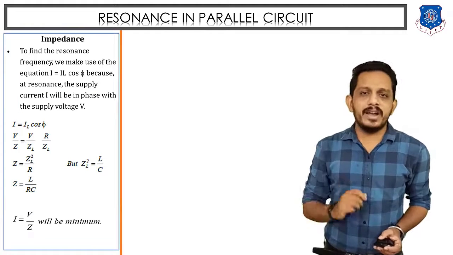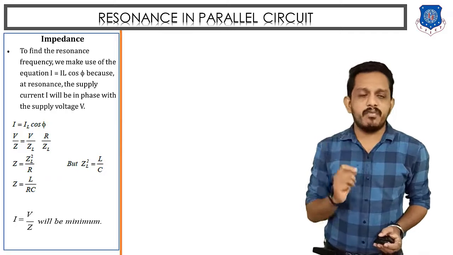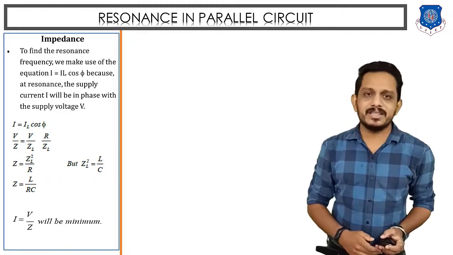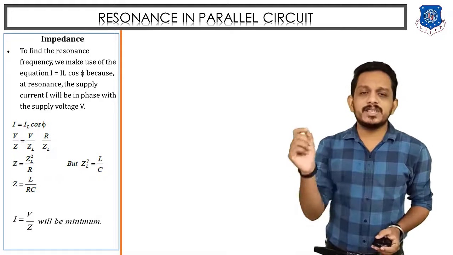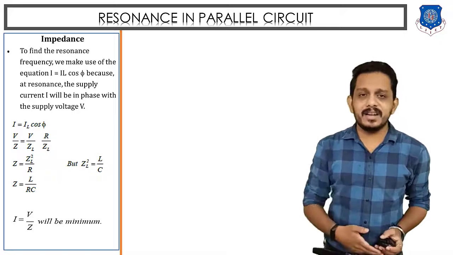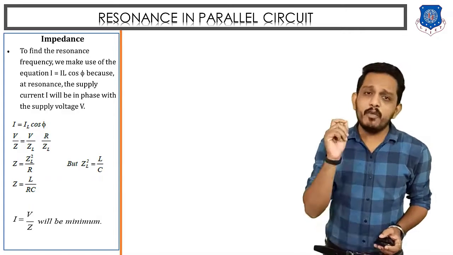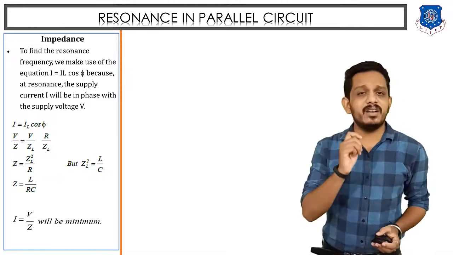Now let's define the impedance. What will be the impedance at the point of resonance condition in a parallel circuit? We have seen that in the case of a series circuit, impedance was Z is equal to R. Impedance was minimum. But in a parallel circuit, what is the impedance? So to find the impedance in a parallel circuit, we are using another equation.